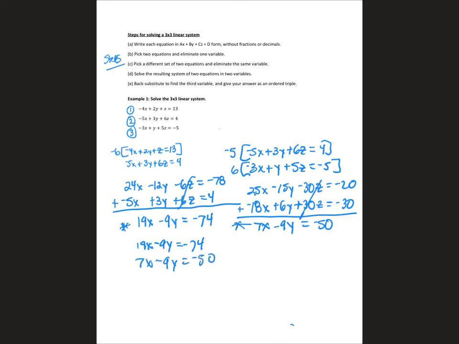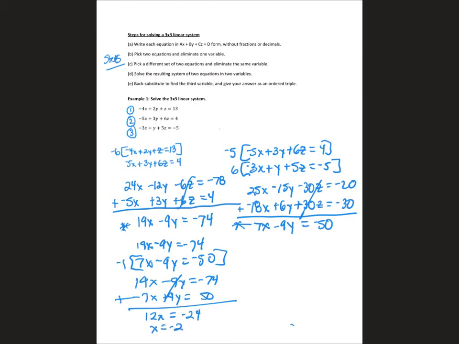To solve this, now I need to cancel out either the x's or y's. It's up to you. Maybe I want to get rid of the y's. So I'm going to multiply the bottom equation by negative 1. So I have 19x minus 9y equals negative 74, and negative 7x plus 9y equals 50. If I add those equations, the y's cancel, and I have 19 minus 7, which is 12x, equals negative 24. x has to be negative 2. So I just found x.